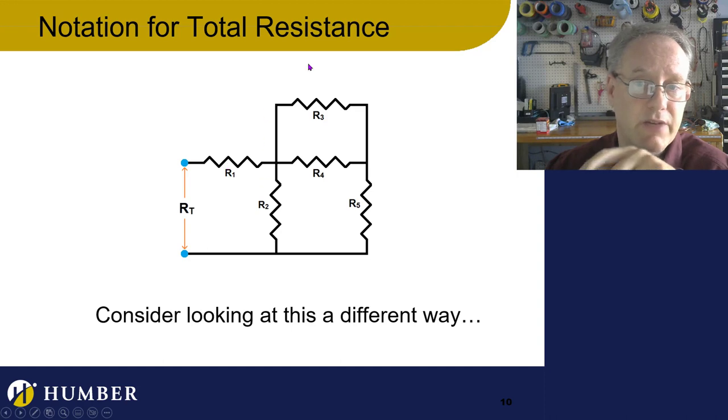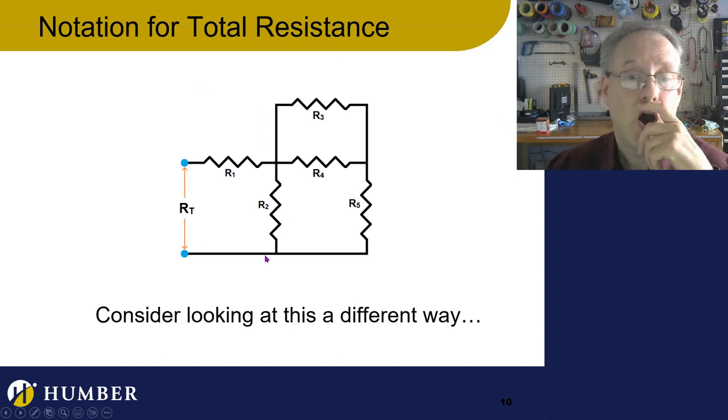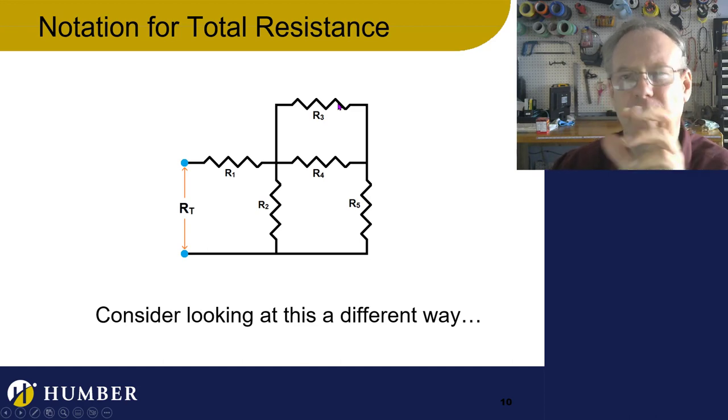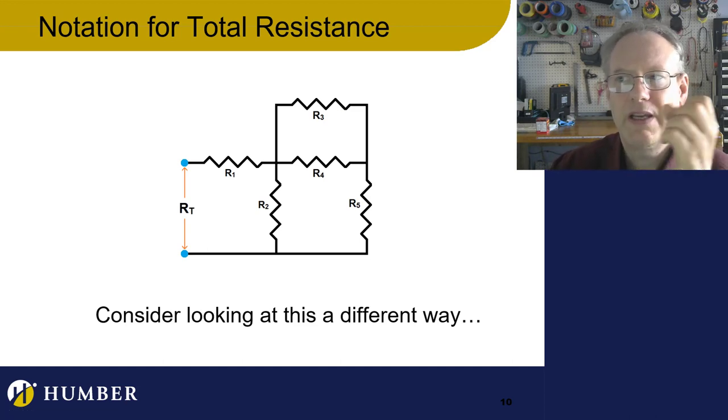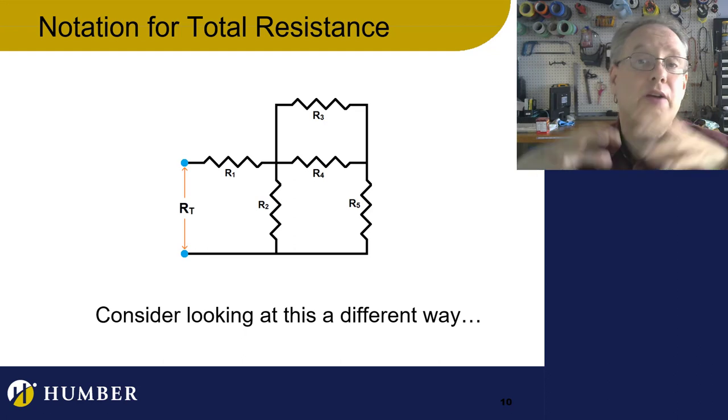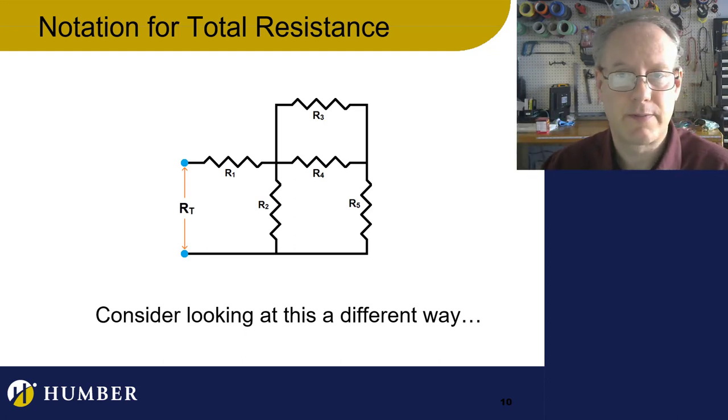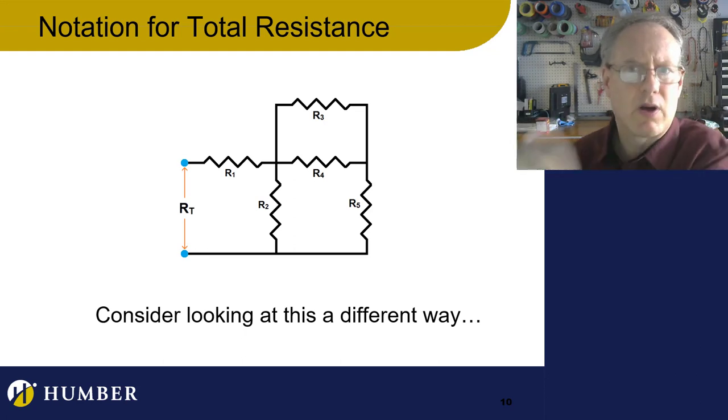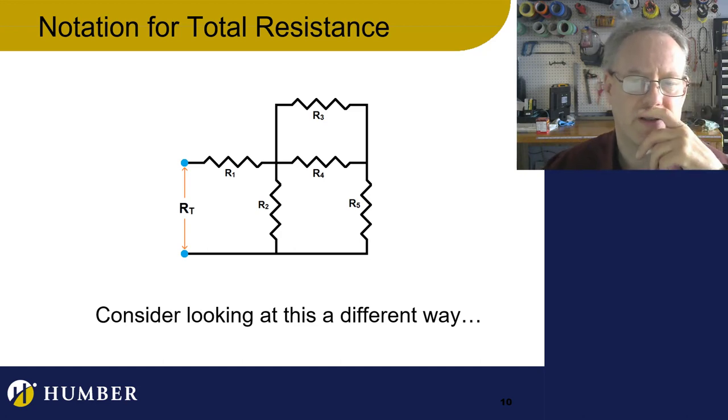R1 is in series with all of this stuff. R2 is in parallel. Actually, I lied to you. I said there were three things in parallel. Really, when we look at a bigger picture, there are two things in parallel here. One of those things is more complicated. Let's take a look at this.